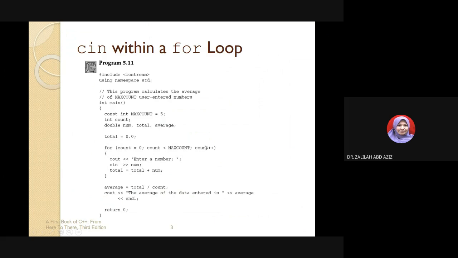And then average is equal to the total which was calculated here, divided by 5. And then cout the average. Try this example in your C++ and look at how the cin works in a loop.